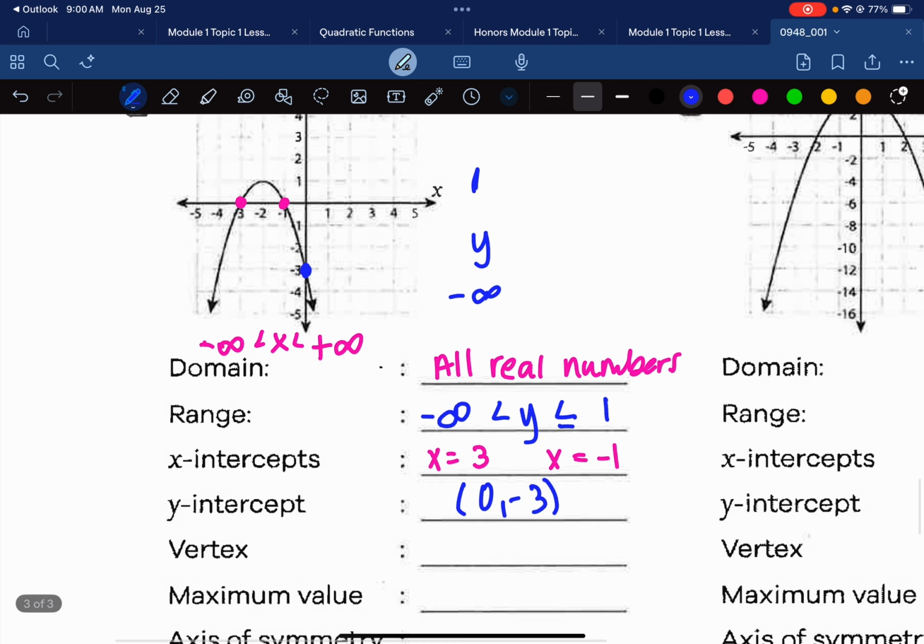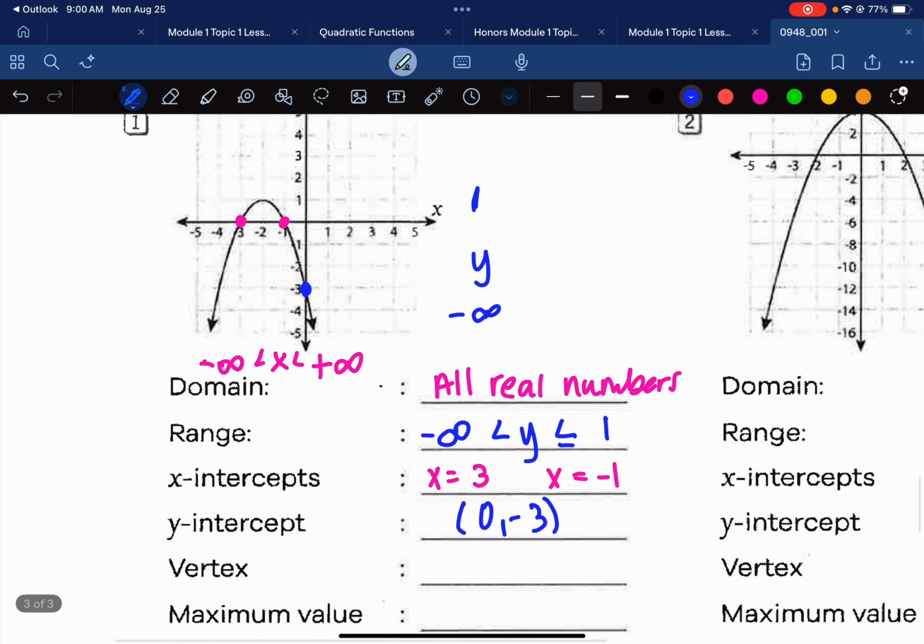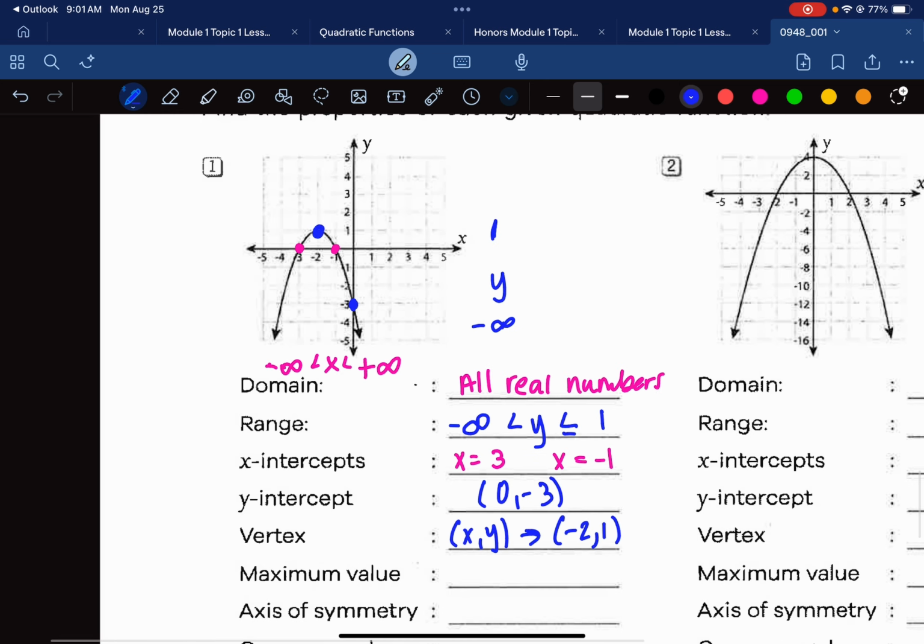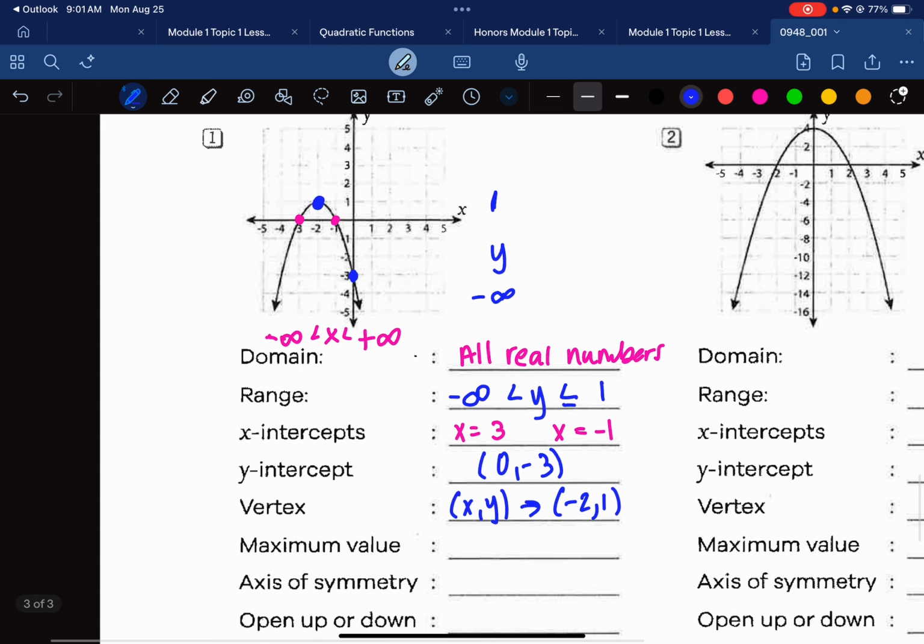My vertex is either the highest or the lowest point on my graph. My vertex is right here. That's my vertex. So what is this vertex? We always write my vertex as a point, right? (x, y). So what is the point for my vertex? It's going to be (-2, 1). Is this vertex the maximum or a minimum? Well, actually, it already tells you it's a maximum value, right? So the maximum value is just whatever the y value is. What is that maximum y value? It's going to be 1, right? Because this is the maximum value that your graph goes.